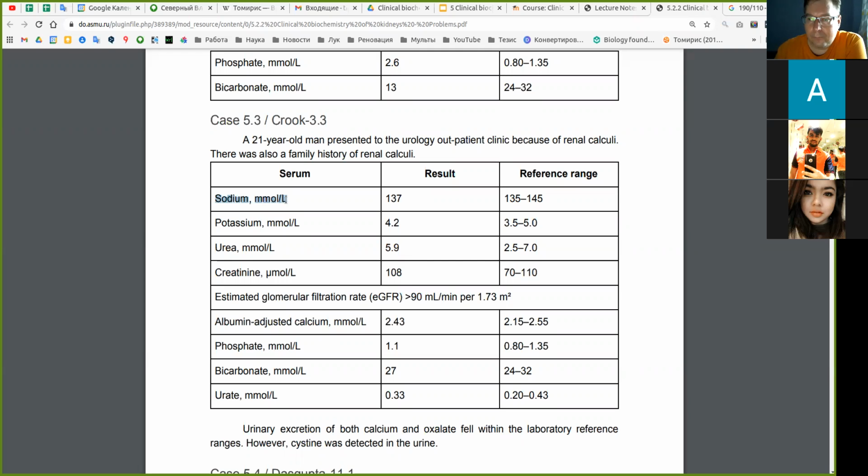Let's look at the biochemical tests. Sodium, normal. Potassium, normal. Urea, normal. Creatinine, normal. Estimated GFR, normal. Albumin-adjusted calcium, normal. Phosphates, normal. Bicarbonates, normal. Urate, normal. So what is it?